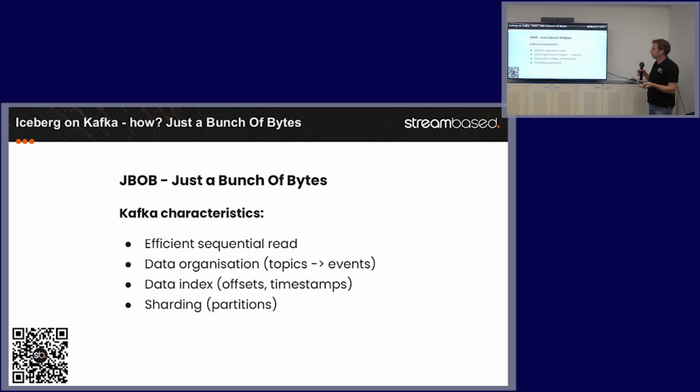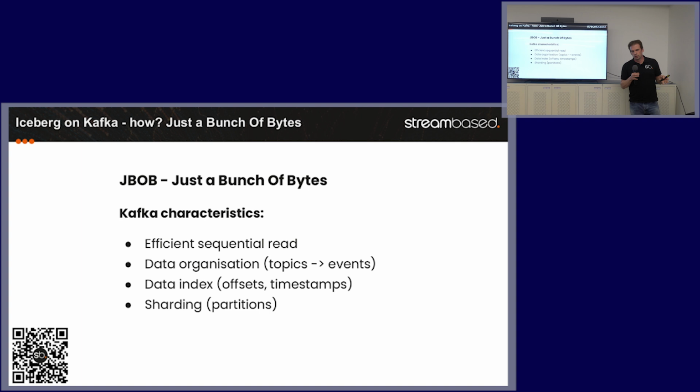If you think about it, Kafka has a very efficient sequential read. Wouldn't work if it didn't. It has a concept of organization. We have topics, we have events, we have topic-table duality as well, so that really helps with this. We have some indexing, not enough in my opinion, but we do have some. And we have some kind of sharding.